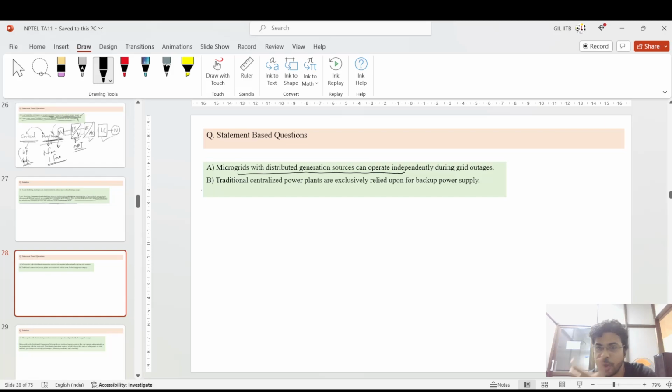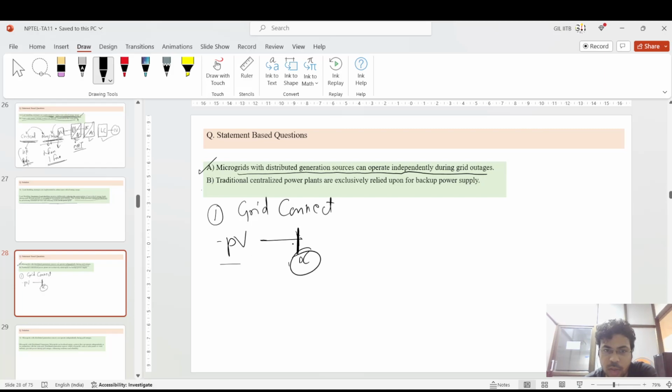First statement is that a microgrid with distributed generation sources can operate independently during the grid outage. That is actually true. Why? I have told you one situation when the systems are grid connected. In the grid connected system, suppose this is a DC bus bar, and you have to maintain its voltage, and PV is connected, and after that you have this DC to AC converter, and then it is connected with some mechanism to the grid. So in the grid operated system, it's fine.